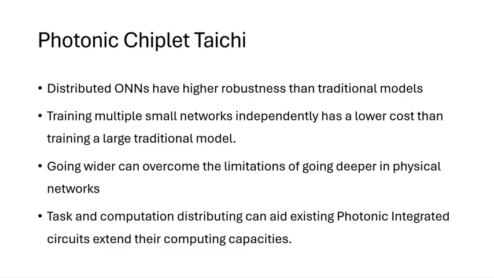But unfortunately, adding more layers has drawbacks, an example being noise propagation. In deep neural networks, even small errors, when early, have the potential to drastically alter the output. In the case of Taichi, the extra path from going wider helped correct wrong classification cases. Task and computation distributing can aid in existing photonic integrated circuits and extend their computing capacities.